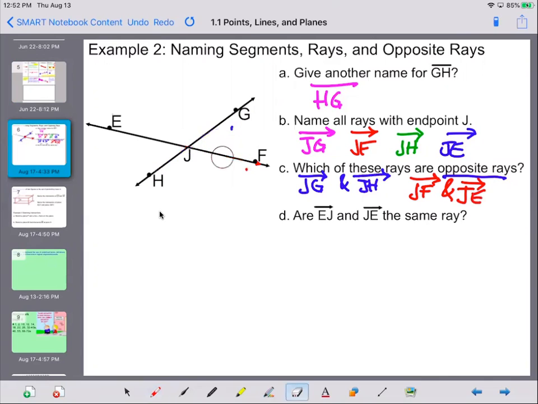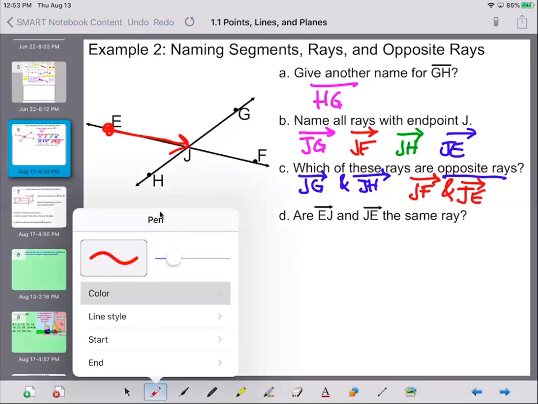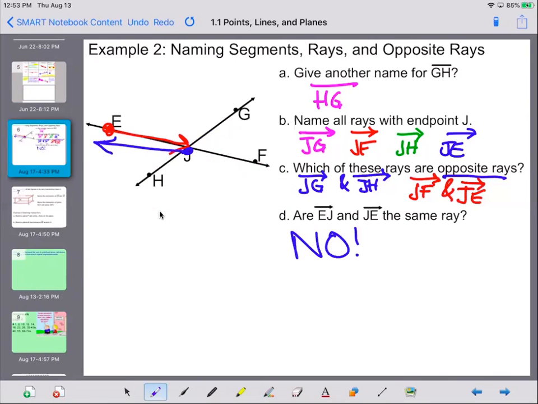Next question. It says, are ray EJ, so starting at E, going towards J, the same ray as JE? So remember, JE would be starting at J and going towards E. Are those the same ray? Absolutely not. No, because one of them starts at E, right? And the other one starts at J. So remember, if they're going to be the same ray, they would need to start at the same spot. All right, let's move on.